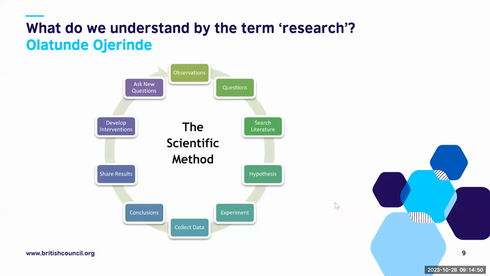That is why research is a cycle. It's unending. It continues. So when you begin with observation, you ask the questions, you search for literature, you have your hypothesis, you've gone ahead to experiment, you've gone ahead to collect your data and all that. Having come to your conclusion, you've shared your ideas with other people. At the same time, you've developed intervention based on what you have been able to find out. Then there will always be questions again.